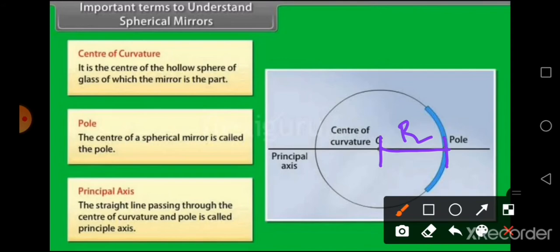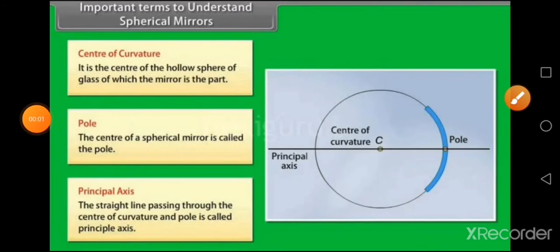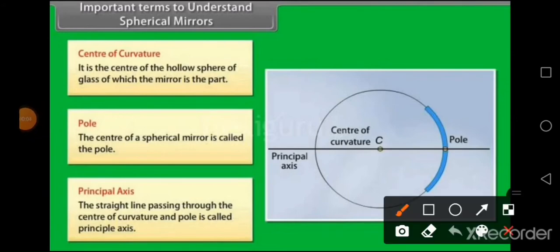Now next what you have is the principal axis. Principal axis is nothing but a straight line joining your pole and center of curvature. Okay, so this line you call the principal axis.